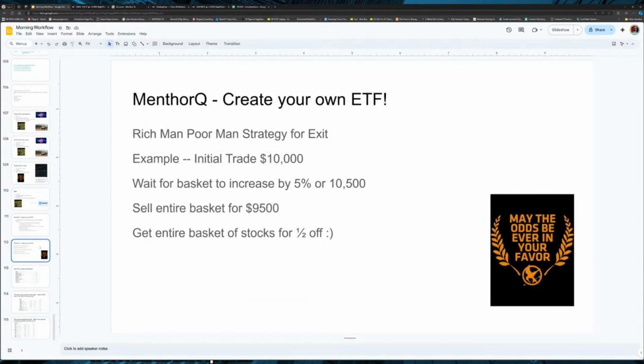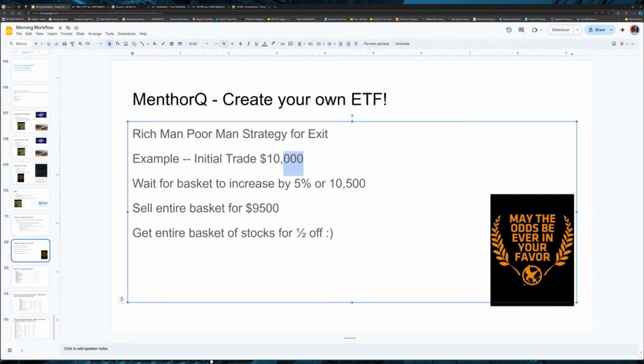Just a little bit more about my method for managing this. I kind of coined this strategy. If you've heard of rich man, poor man, or rich dad, poor dad type strategy, I'll make an initial trade, maybe $10,000. You could probably get this down to 4 or 5. And then you simply wait for your basket to increase by a size.